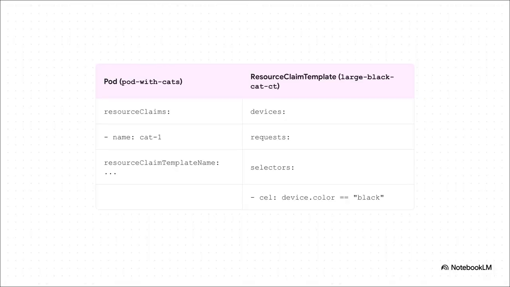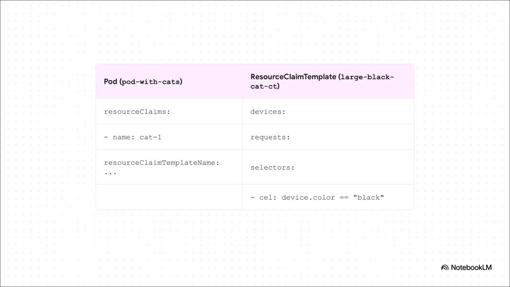So let's get concrete and look at the actual Kubernetes objects involved. Starting with the user's side of things, the request. It all begins, as always, with the pod manifest. As you can see on the left, inside the pod spec, we have a new section called Resource Claims. Now notice the pod isn't asking for a resource directly. Instead, it references a claim by name, in this case cat1, and it points to something called a resource claim template.